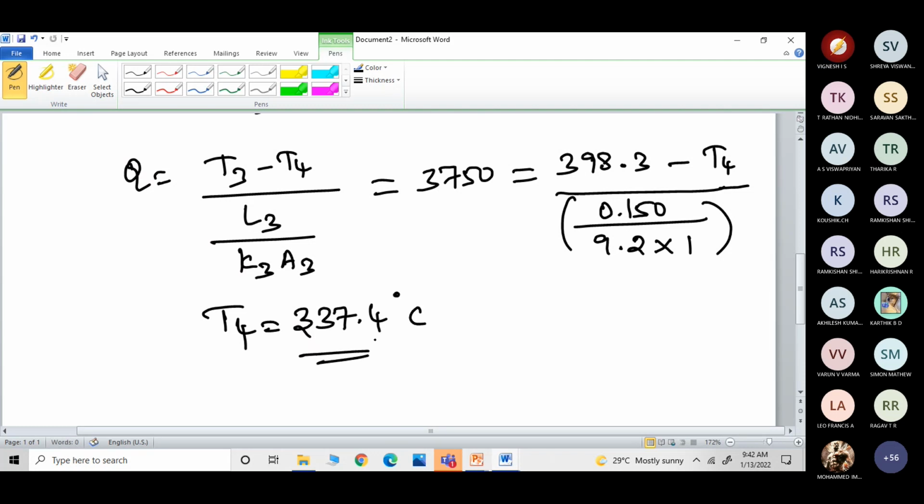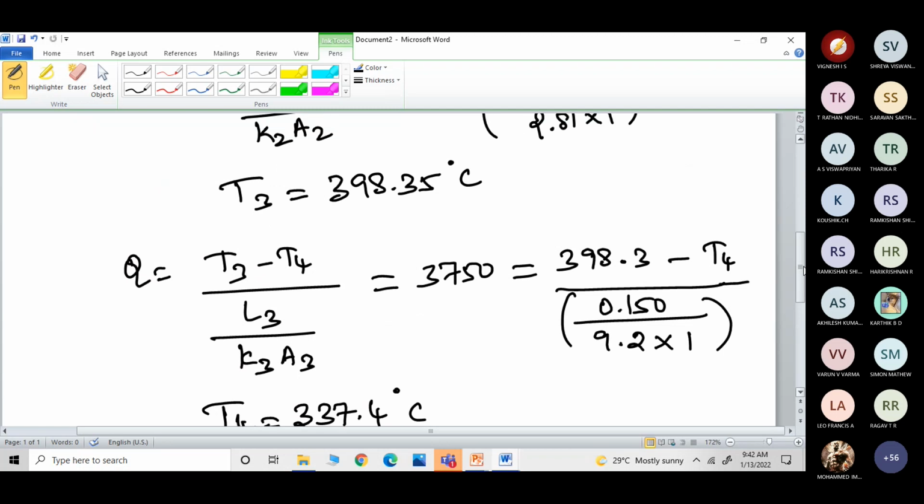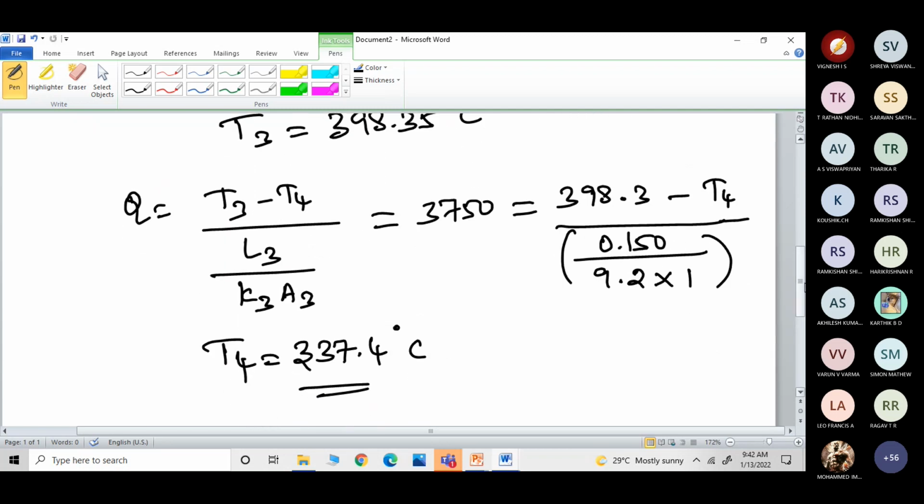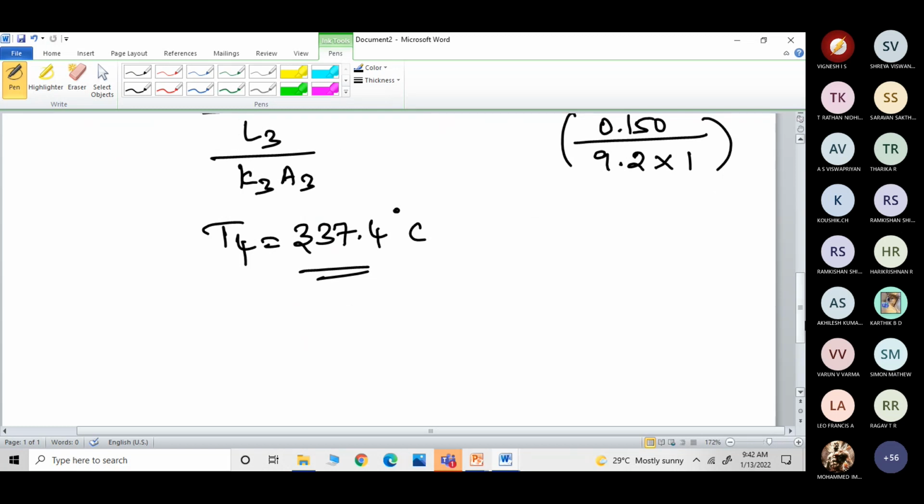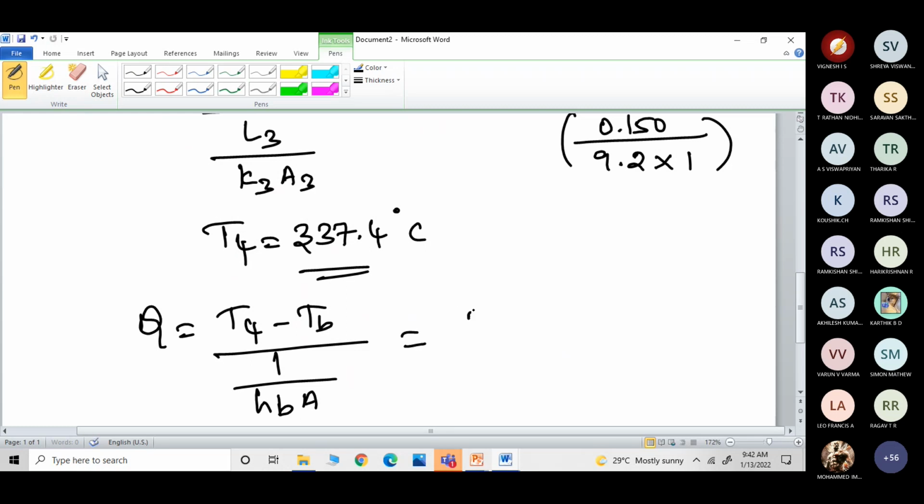So there is no deviation: due to the higher thermal conductivity, the temperature reduces from 398 to 337 only, because the thermal conductivity of the last layer is very high. You can get T4 by this also: Q equal to T4 minus TB divided by 1 by HB into A. Even when you substitute this, you will get the same answer. 3750 equals T4 minus 25 degrees.